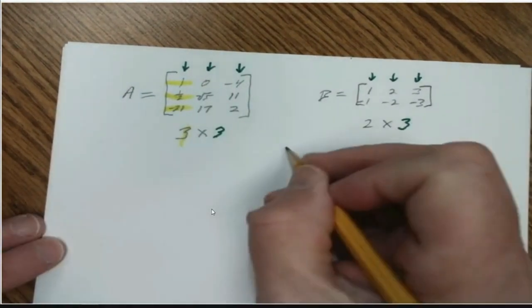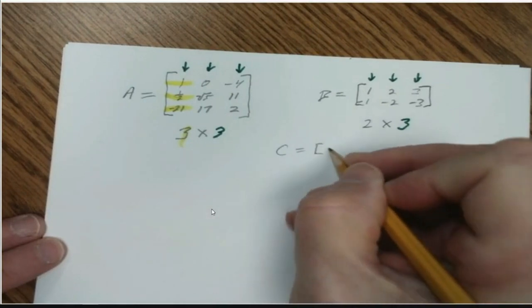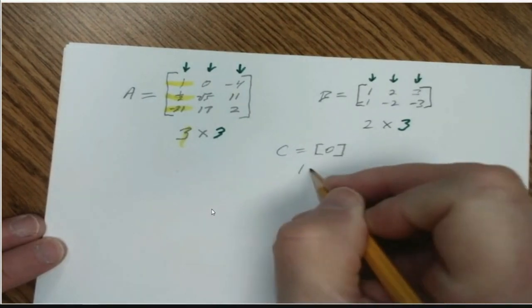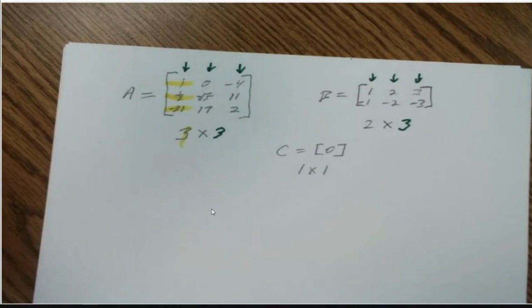You can have a 1 by 1. That's a 1 by 1 matrix. It just has the number 0 in it.